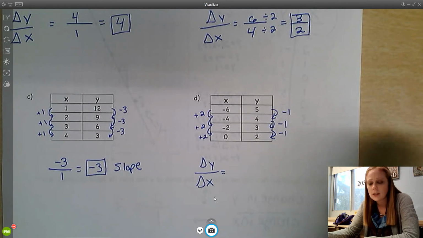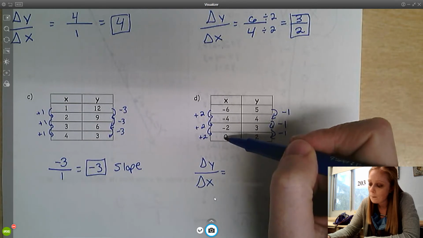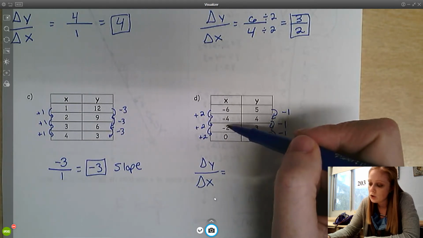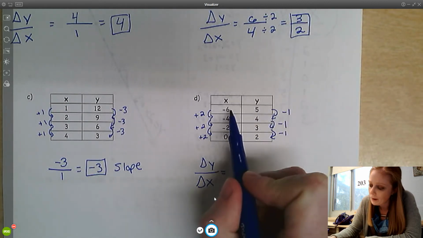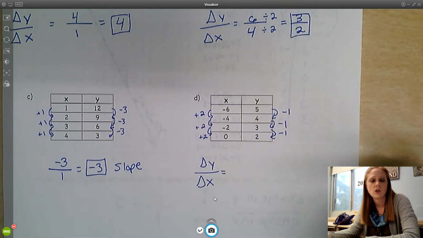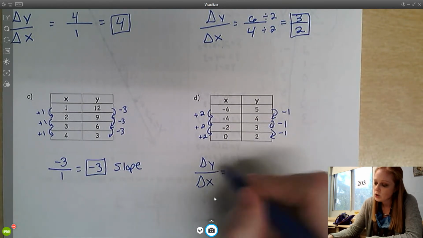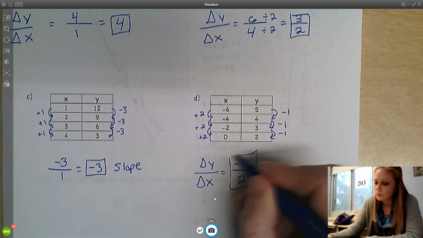Okay, and if you're not sure with the negatives, you could go backwards and subtract. So you could have done 0 minus the negative 2, negative 2 minus the negative 4 to find the missing piece. The best way to check it, though, is to just look back over and see, is negative 6 plus 2 negative 4? And you can put that in your calculator and make sure it is. Okay, so the change in y is negative 1. The change in x is positive 2. So our slope is negative 1/2.